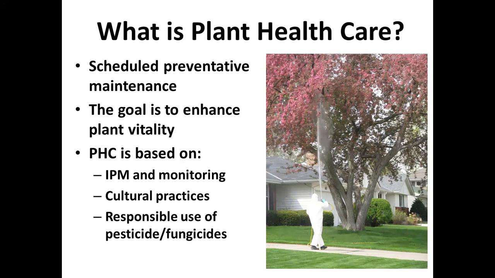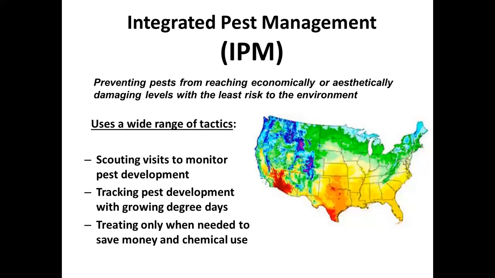And part of it is, we have a responsible use of pesticides and fungicides. We're not out there just trying to kill things. We do have to kill some bugs, but we do it in a targeted, responsible way. So with integrated pest management, we're looking at preventing a pest from reaching an economic or aesthetic damaging level with the least risk to the environment.